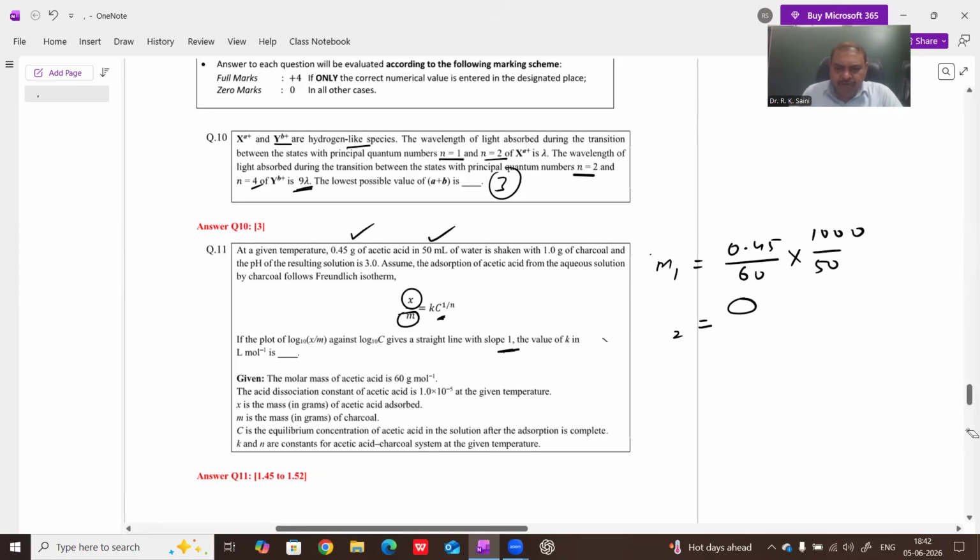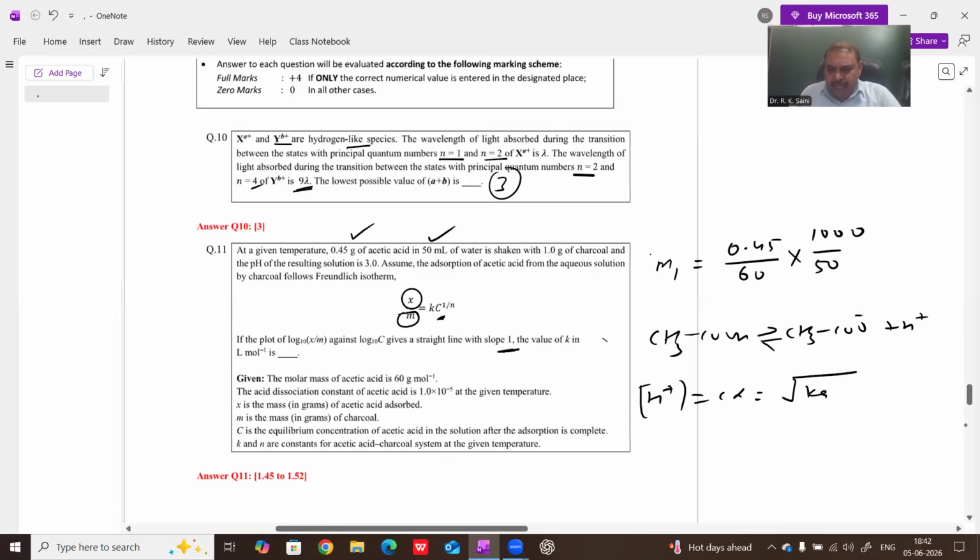Now we check the concentration of H plus ion. After dissociation, acetic acid gives acetate ion and H plus ion. In case of weak acid, the concentration of H plus ion equals C alpha, or we can write root of K into C. With the help of C and H plus ion, K and C, we find C. Therefore, H plus ion is given as 10 to the power -3, pH 3. Therefore, the concentration of H plus ion 10 to the power -3 squared divided by Ka 10 to the power -5 equals C. And hence C is 10 to the power -1, or 0.1 M.